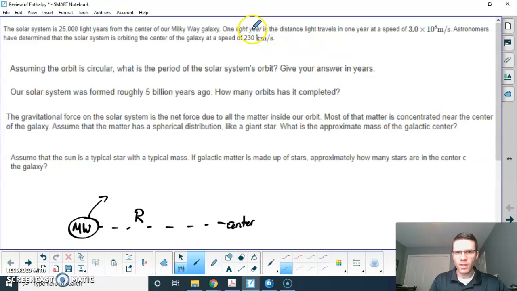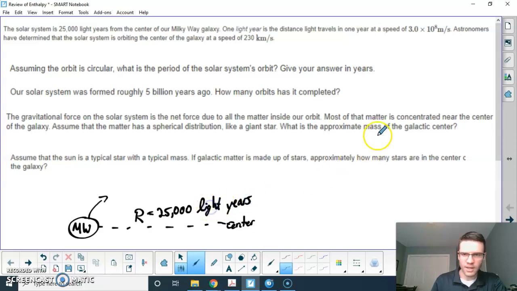And it says 1 light year is the distance light travels in 1 year. It gives us the speed, and we're 25,000 light years. So this is equal to 25,000 light years. You need to convert this into a distance. So take the distance that light travels in a year, so calculate the time in a year, multiply it by this velocity, and you'll get the distance it travels in 1 year. Multiply that by 25,000, and you'll get the distance from our Milky Way to the center of the galaxy. And that's your radius in meters.